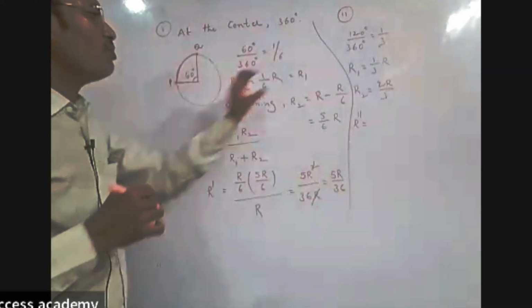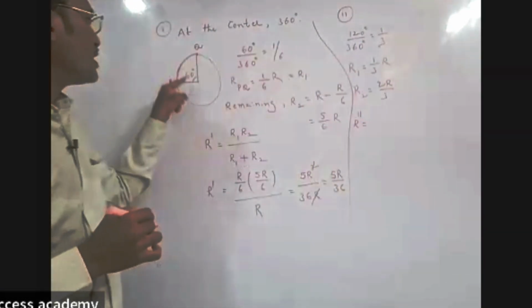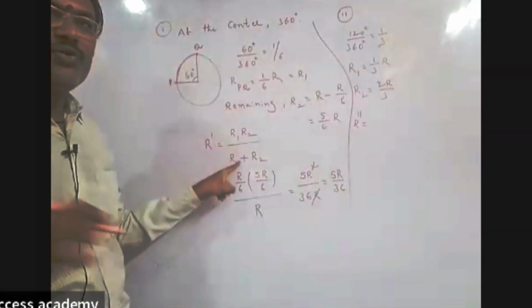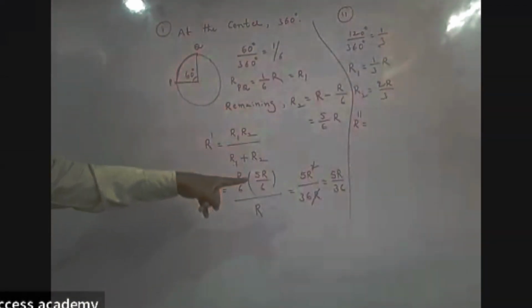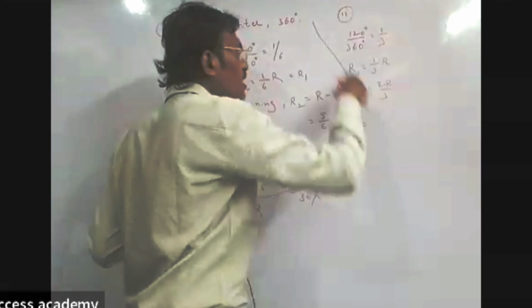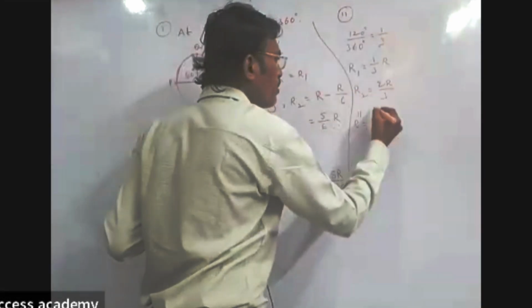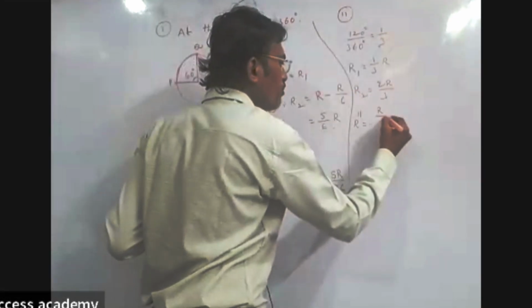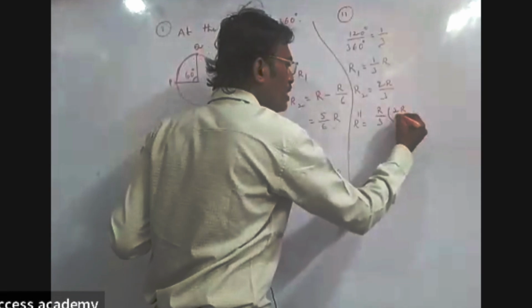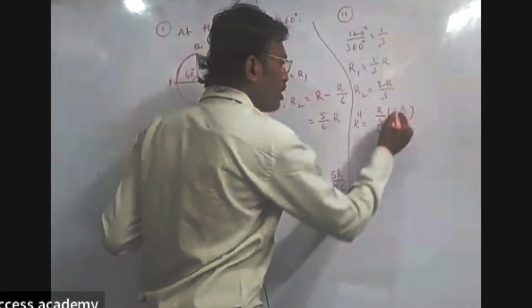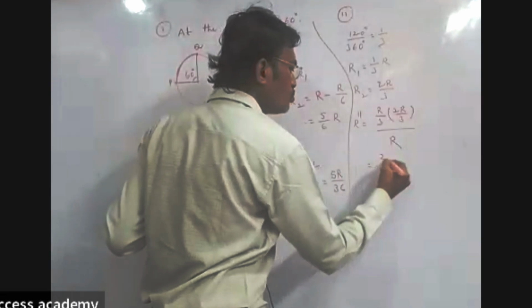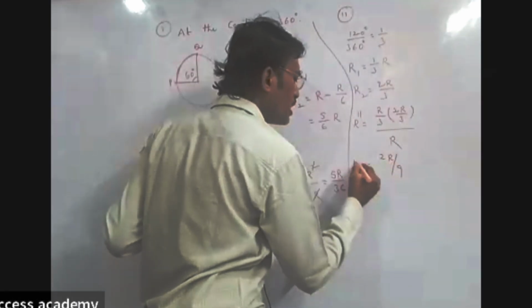Again, the effective resistance between R1 and R2. For 60 degrees, the effective resistance is R1 R2 by R1 plus R2, which gave 5R by 36. Similarly here, R1 R2 by R1 plus R2, that is R/3 times 2R/3 by R1 plus R2, which is R. R gets cancelled, so that is 2R by 9. That is R double dash.